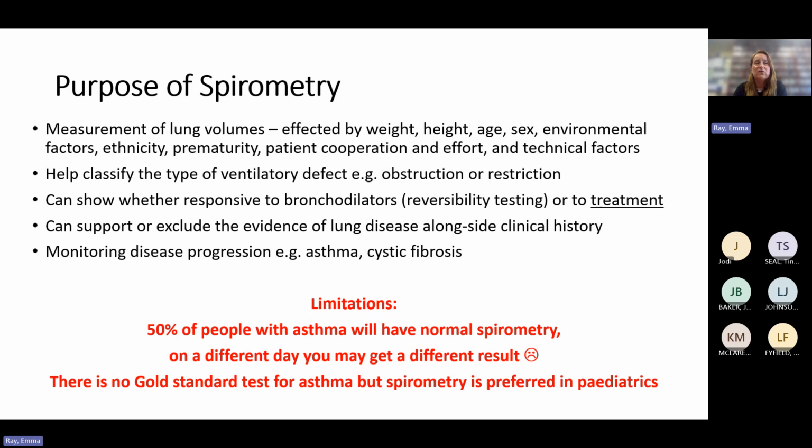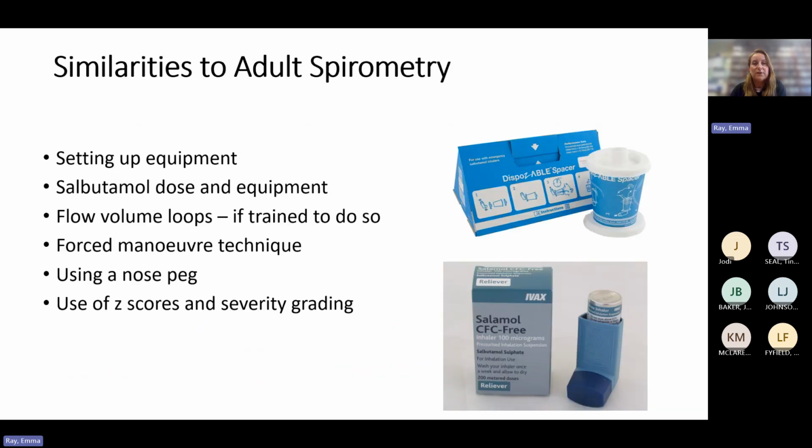So if you are considering doing spirometry on a person, try and get them when their asthma is not quite as well controlled as it could be. So if they had seasonal asthma, maybe think about that. Obviously, it all depends on when you can fit them in at the end of the day, but just bear that in mind.